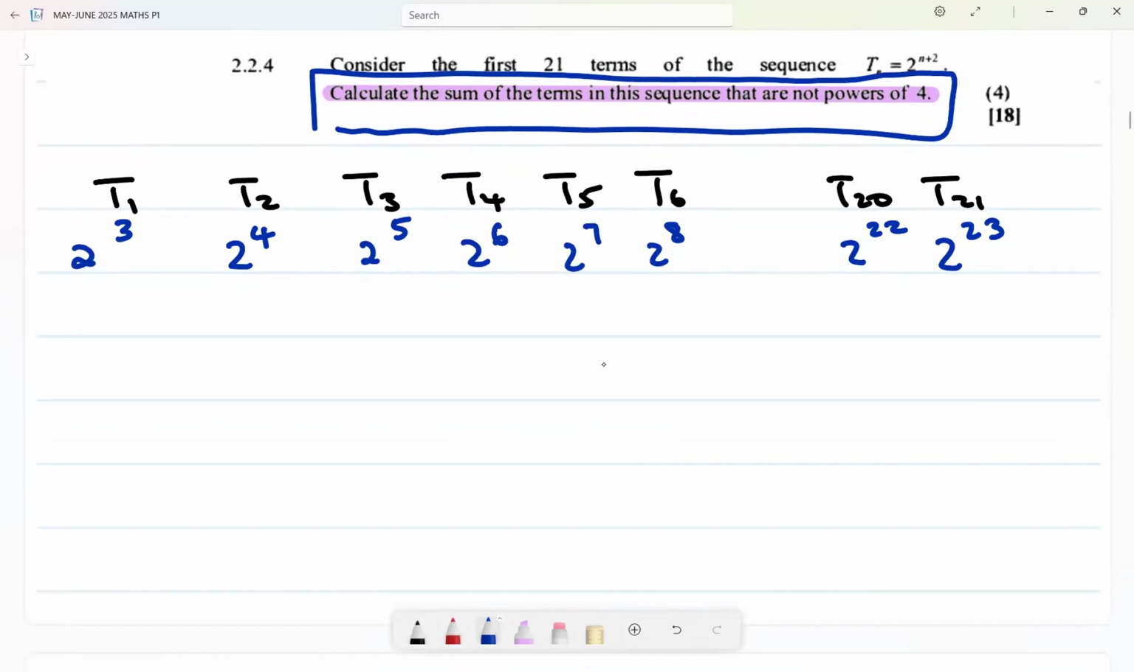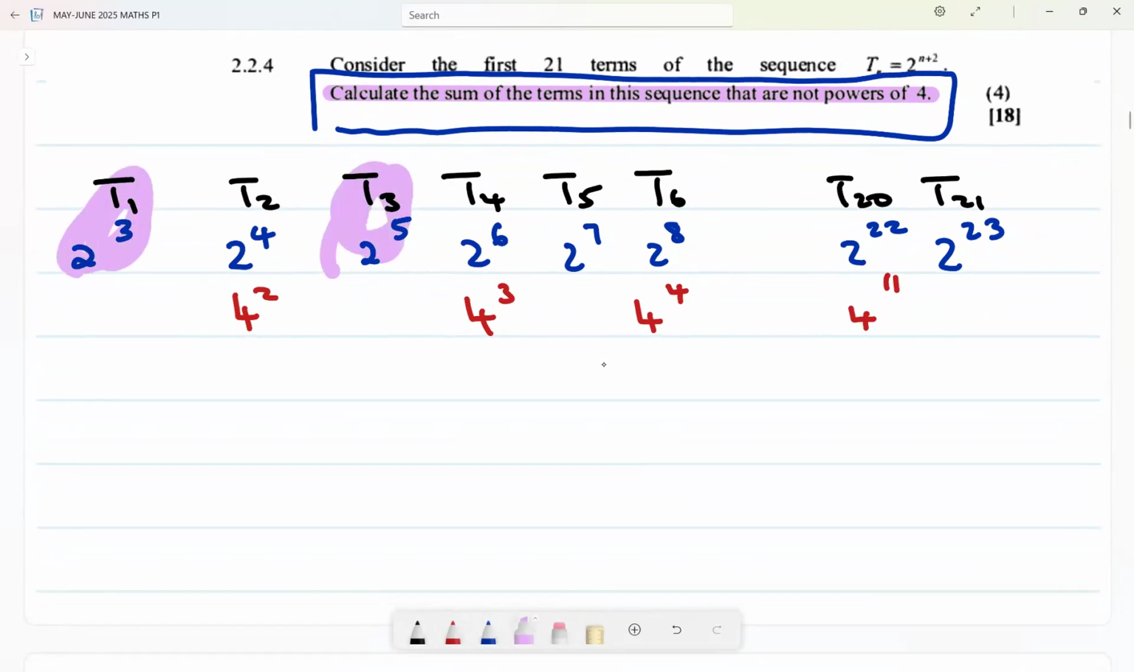Let's see which one cannot be expressed as a power of 4. This one I can express as a power of 4 because it can be 2 multiplied by 2, so that it can be 4 to the power of 2. This one can be 2 to the power of 2 multiplied by 3, which can be expressed as 4 to the power of 3. This one can be 2 to the power of 2 multiplied by 4, which is 4 to the power of 4, all the way to 4 to the power of 11. Can you see now?